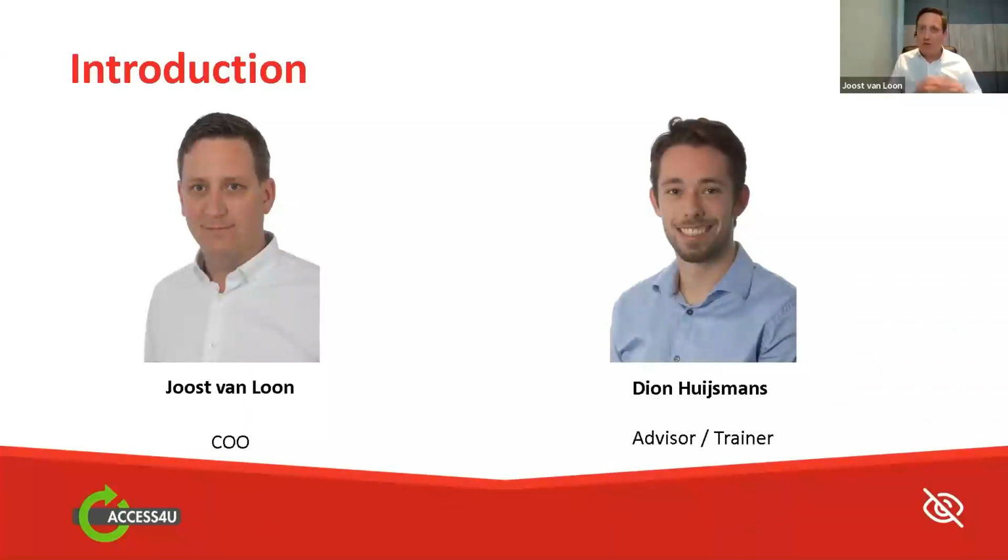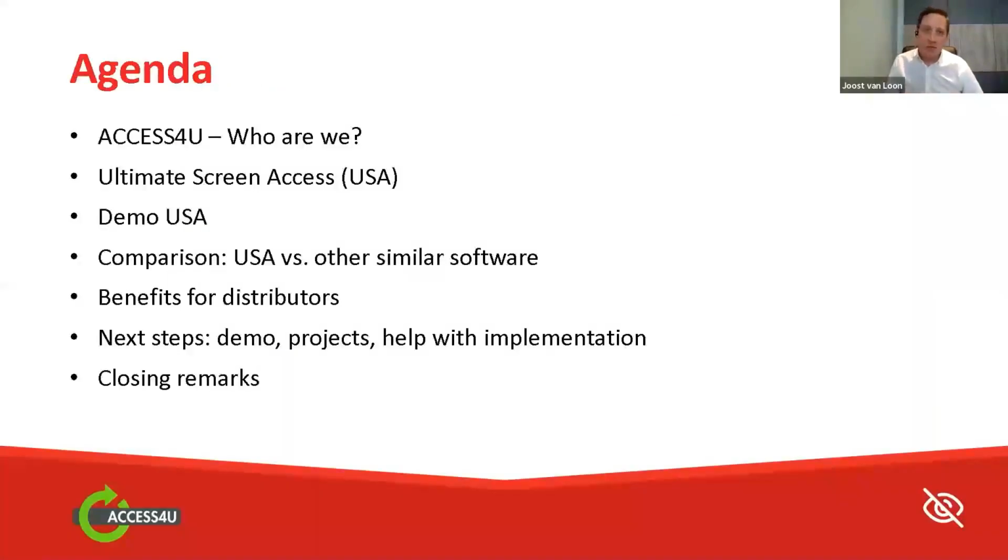And what are the unique selling points? What are the limitations? And what are the benefits for you as a distributor? And what kind of products we did with USA combined with also Unicorn. Later on I will elaborate more about that. So let's move to our agenda.